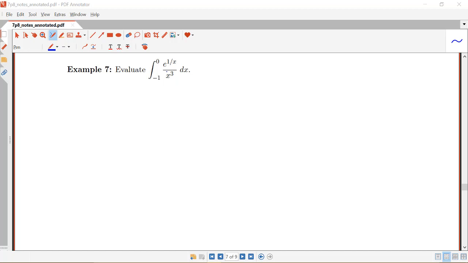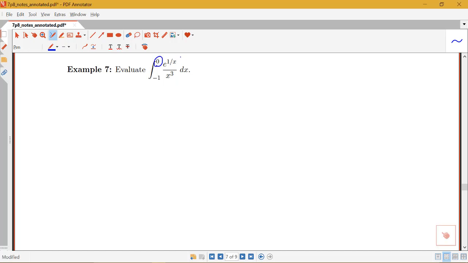So notice that the problem value in this case is at 0, because my function of e to the 1 over x cubed would not be defined at 0, both because I have this x cubed in the denominator and I also have this 1 over x here in the numerator. So I know that even if I'm not quite sure how to integrate this yet, I need to start by writing my integral as a limit.